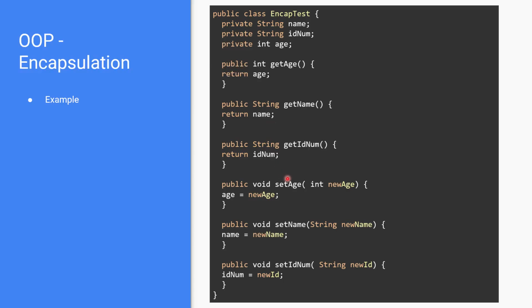But notice right here, there are three methods called setAge, setName, and setID, where we actually pass in the values. And you can see here that we use an assignment. So whatever is passed in, that value is assigned to name, ID number, and age. And then if we need to actually view or work with the value, we can call the getter methods. So if we need the name, we call getName, and the name is returned. If we need the age, we call getAge. And if we need the ID number, we call getIDnum, and we get that as well.